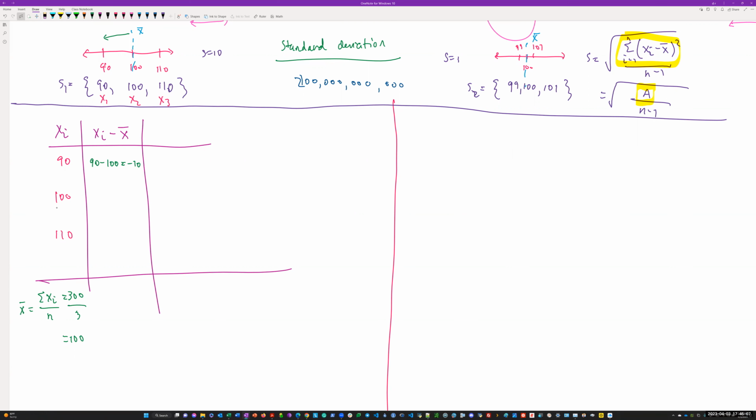Zero is correct. It'd be 100 minus 100. It's 0. Why? 100 minus 100 is 0. Yeah, but why is the deviation for that term 0? Because it is the mean. How far is that number away from the mean? Well, it's not. Is that right?